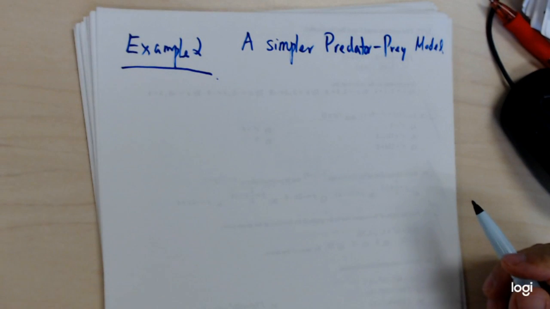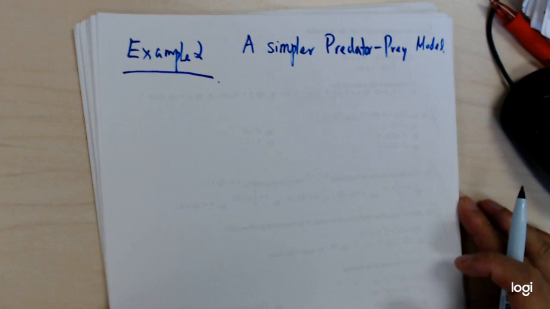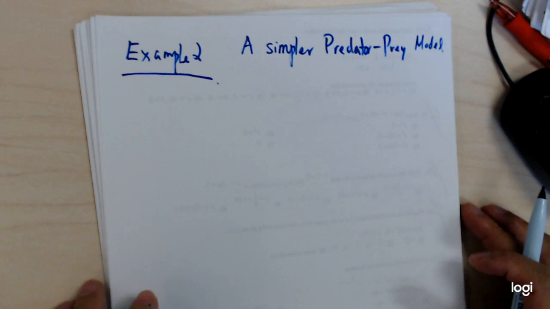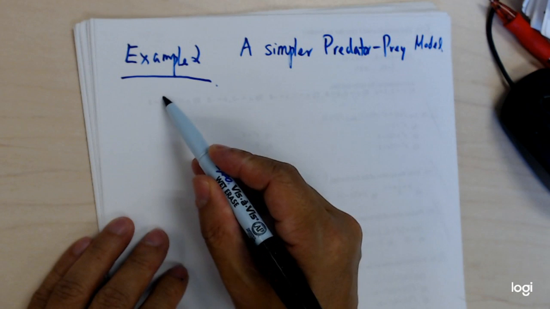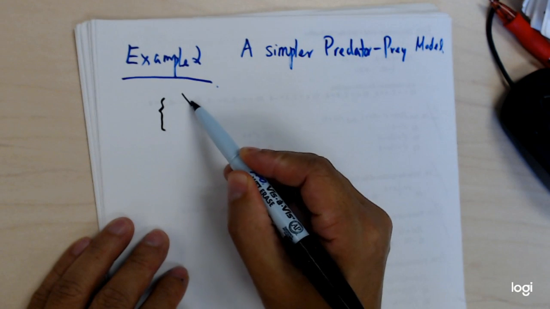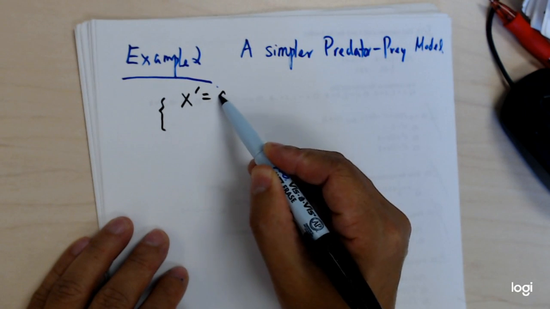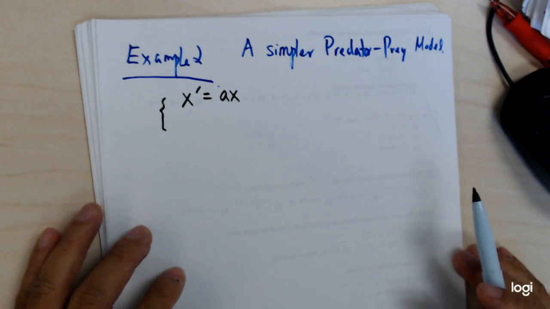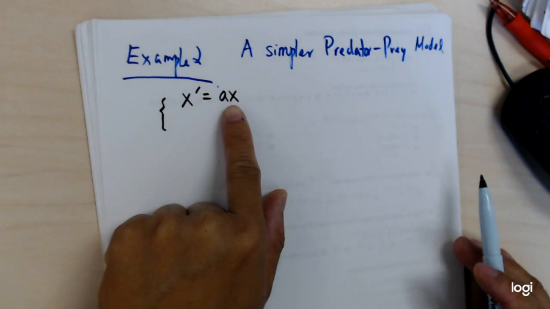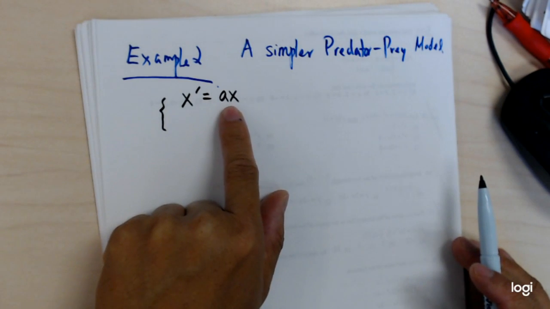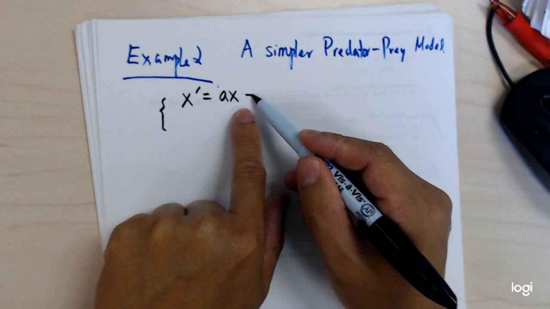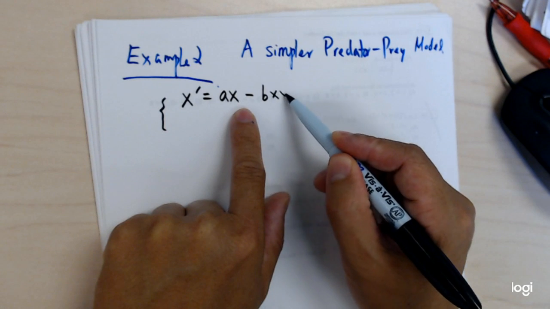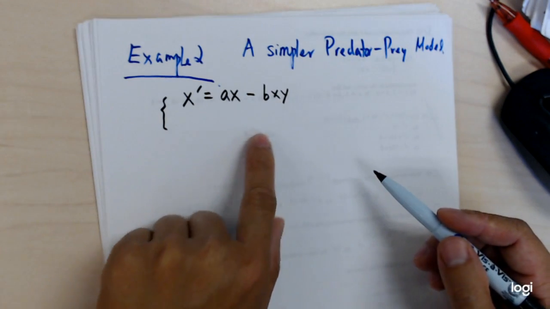So in this video here, we will study a simpler predator-prey model. And here's how the system looks like. So X, I guess we're assuming, grows exponentially. So a lot of food resource, I guess. But it's being attacked by the predator Y.